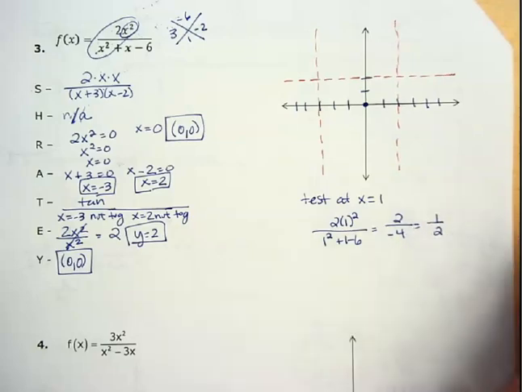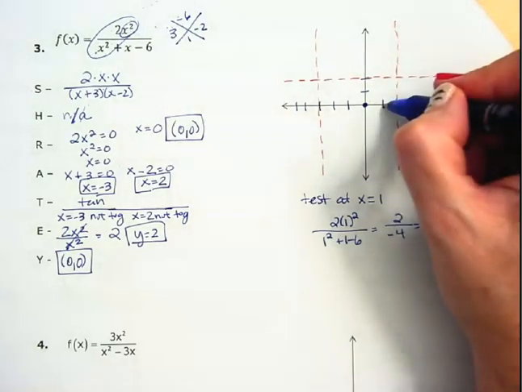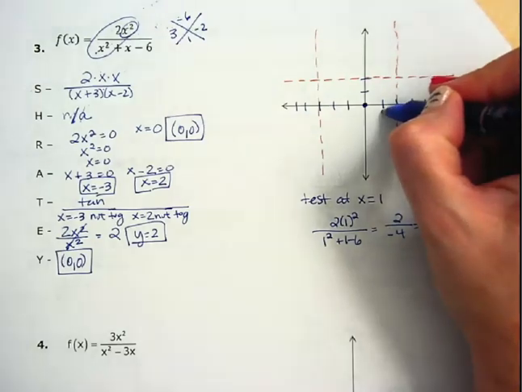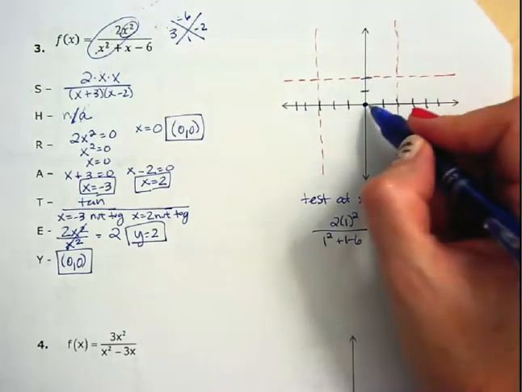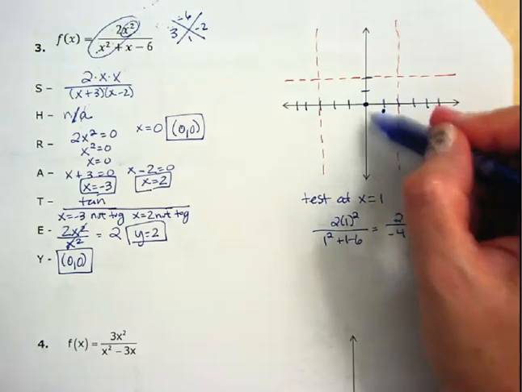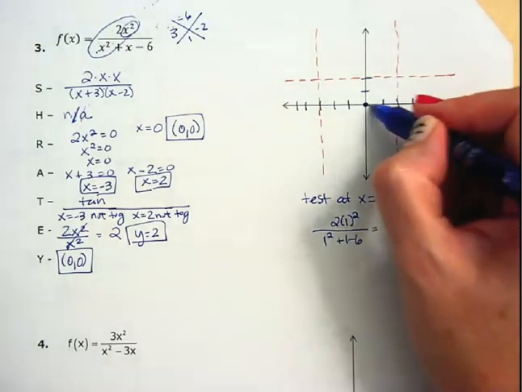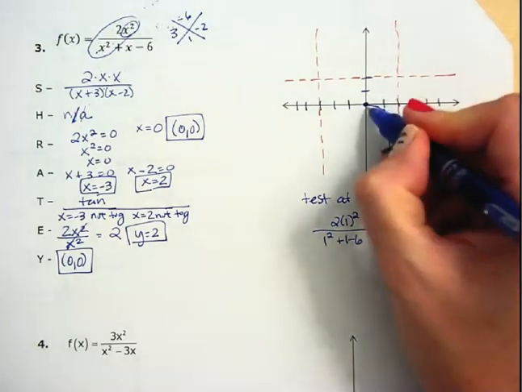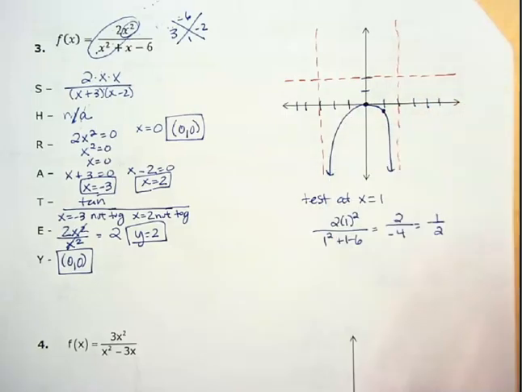So that's going to give me -1/2. So when x is 1, my y value is -1/2. And so this does confirm that we are going to be bouncing down. This is tangent opening down. And so there's our middle shape there.